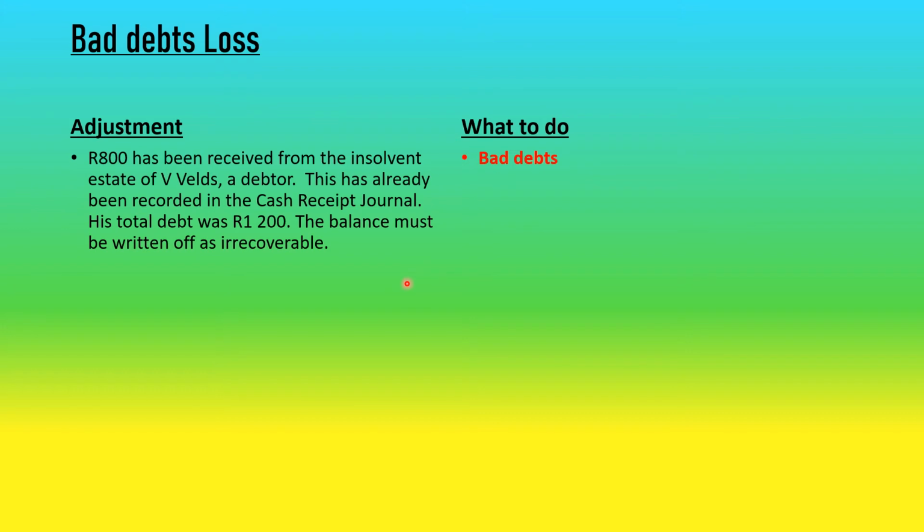A bad debt loss adjustment. If you've got a bad debt loss adjustment, the two accounts that are affected are your bad debt loss and your debtors, because they no longer owe you the money. You have to remove them out of your debtors. So in this example, 800 has been received from an insolvent estate of a debtor. This has already been recorded in the CRJ. Because this has been recorded, we don't take any action on this. His total debt was 1,200.